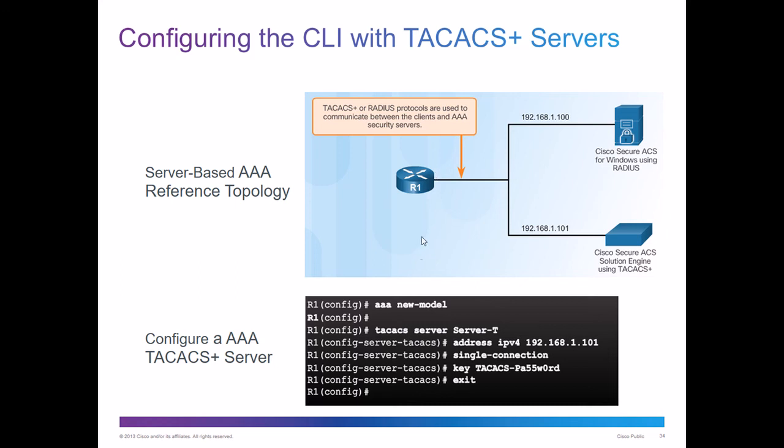You go to the router, enable the new model by typing the command aaa new-model, and then you say tacacs-server, give it a name, give it the IP address of the server, which is 192.168.1.100, and give it a password and exit. Once that's set up, anybody that sends in information for authentication will be sent to 192.168.1.100. All right, so please write this down. This is how you configure the AAA TACACS Plus server. Okay.